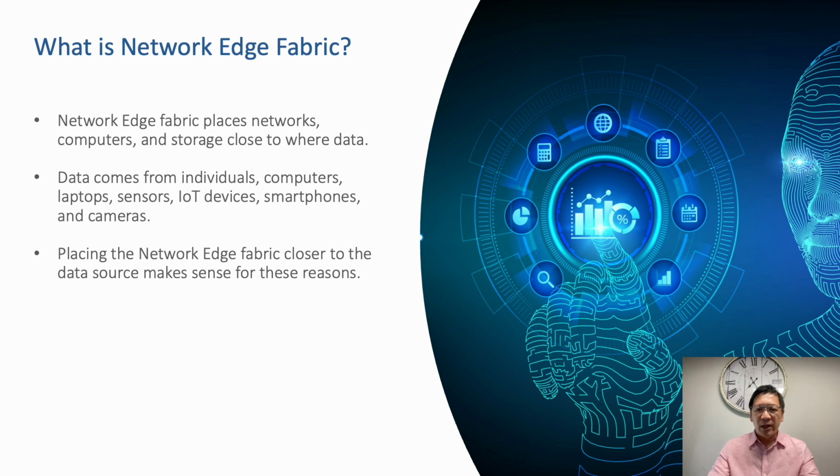This includes data generated from user inputs on computers or laptops, as well as sensors, IoT devices, or even images or audio captured by smartphones or cameras. Placing the network edge fabric closer to the data source makes perfect sense for these reasons. Now, let's discuss how Network Edge Fabric ties into service level objectives.